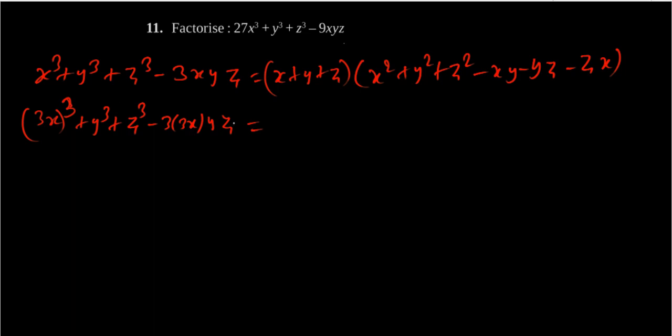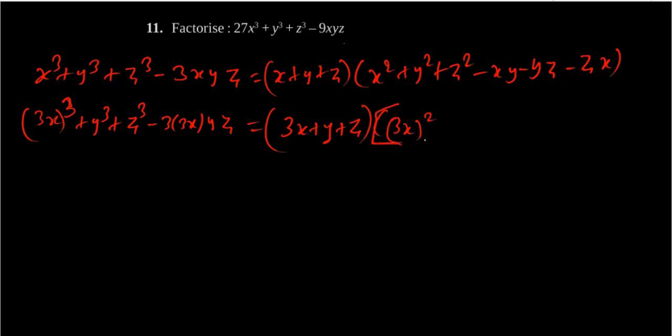The left hand side is the given format. So if we substitute on the right hand side, we will get 2 factors of this polynomial. The first factor is x plus y plus z. If we substitute the x value, y value, z value, we will get the first factor: 3x plus y plus z. And the next factor will start with x square, that means (3x) the whole square.